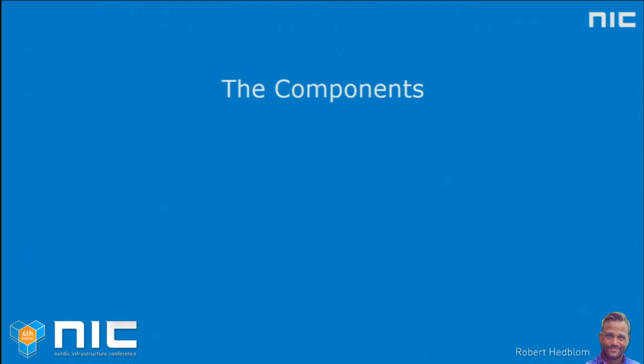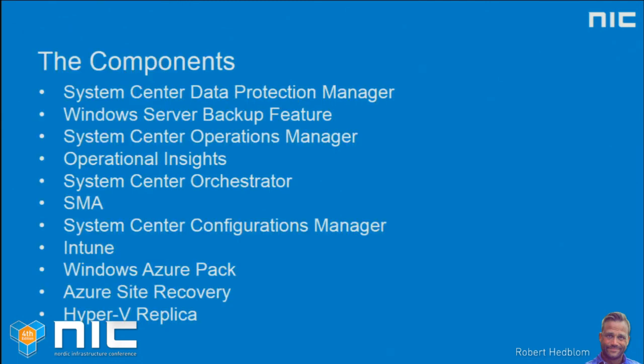So, the components. As you may understand, there are a lot of different components that you can choose from. I'm from Sweden, and in Sweden we have a saying, pick the raisins out of the cookie, meaning pick the good stuff and leave the things that you don't want. And that's the same here. We have so many different possibilities. Reading up and down here, you've got DPM, VMM, Ops Manager, Insights, Orchestrator, SMA. And this is just some of the components. There's so much more.